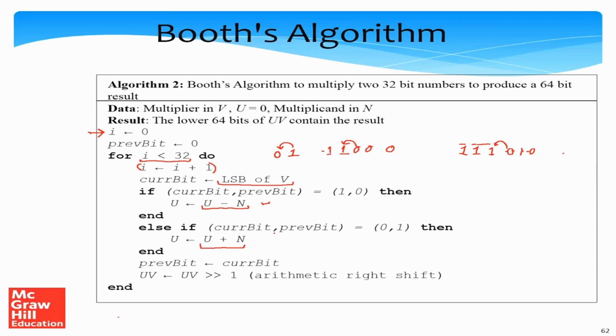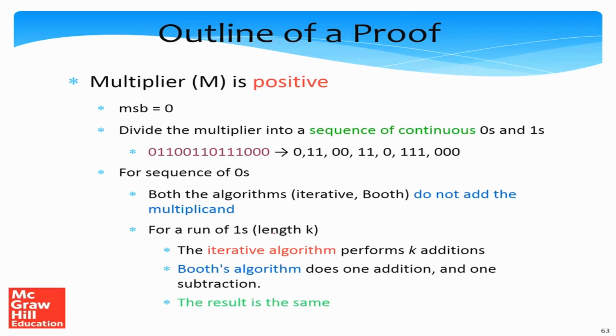So let me give a very, very quick overview. So assume that a multiplier m is positive. If the multiplier m is positive, then the way the proof works is that we try to match the state between the iterative algorithm and Booth's algorithm. And we shall see that since at the end the MSB is 0, all the runs of ones are in a sense taken care of because we do a subtraction and then we do an addition.